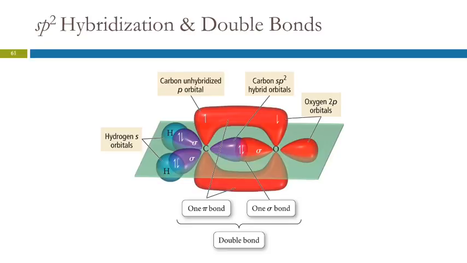Yeah. I was going to ask if we were going to have to be able to identify a sigma bond and a pi bond. Yes, you will have to identify a sigma bond and a pi bond.